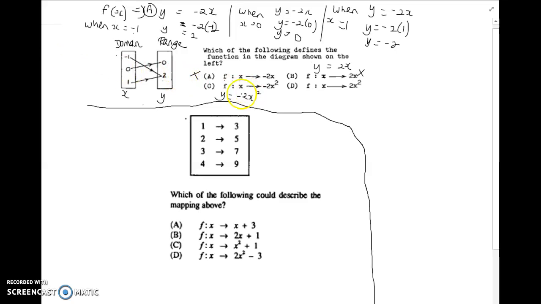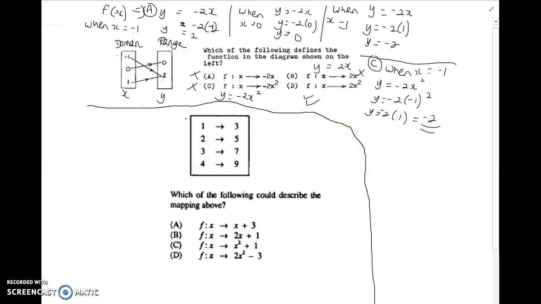Just in case you're not following what I'm saying here, let's go through C. When x is equal to -1, we have y equals -2x squared. So y equals -2 by -1 squared. -1 squared is 1, and -2 by 1 is -2. And again, -2 is not an option for the y values here. There's no -2. So C is not an option. So automatically we know D is our answer.